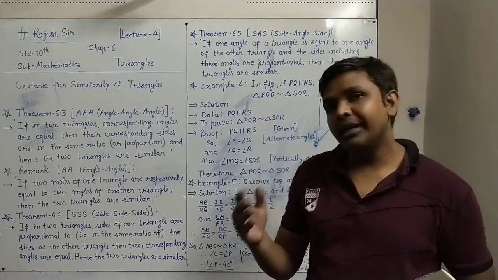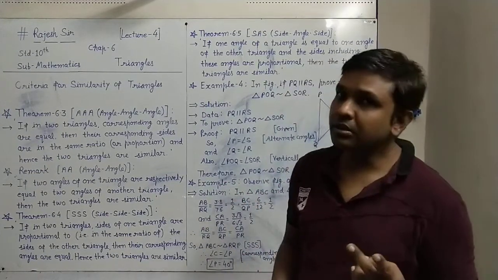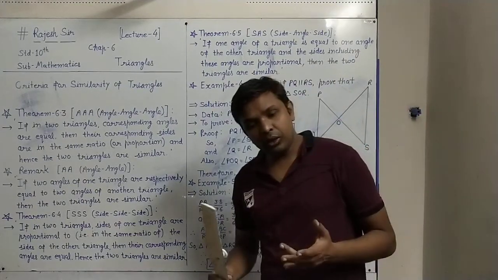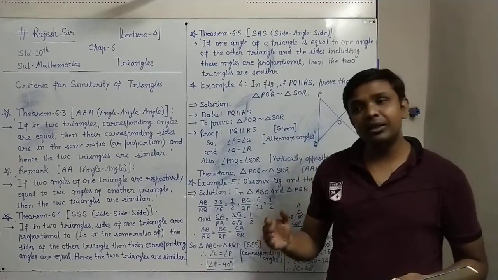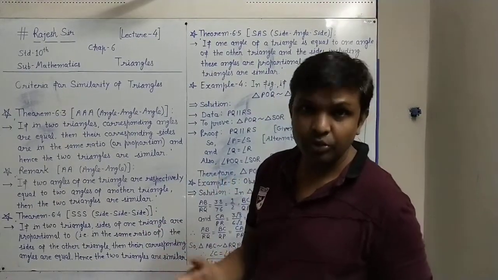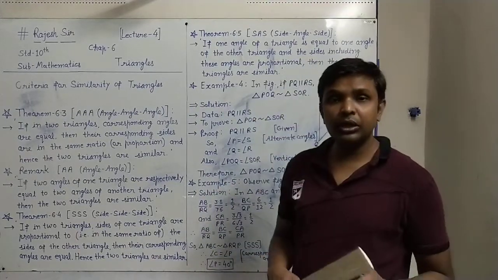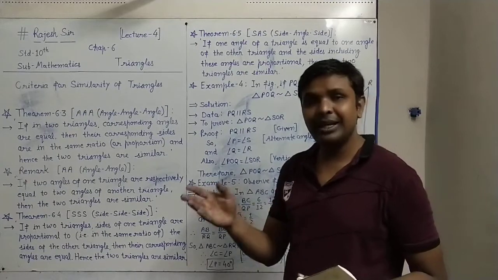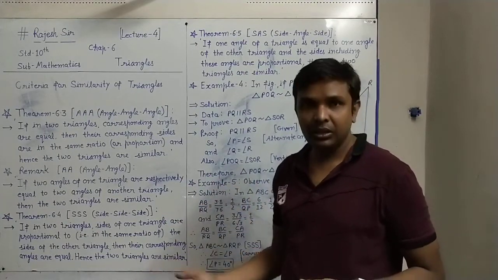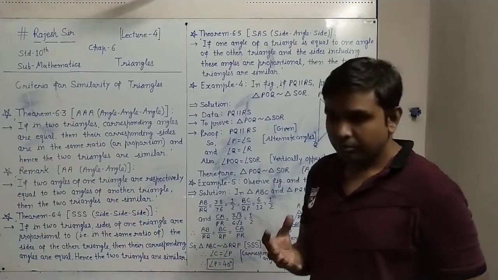the corresponding angles are equal, that is the first condition, and the second condition is the corresponding sides are in proportion. So is it always necessary that all the angles must be equal and all the sides must be in proportion? It is not necessary that we have to look at all these three sides and all three angles every time.